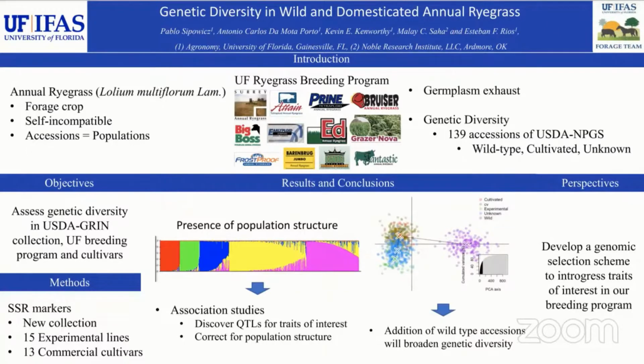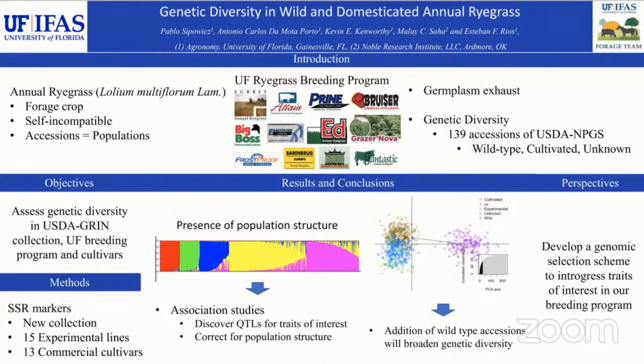So the objectives of our study were to assess the genetic diversity in the USDA's collection, the University of Florida's breeding program, and some commercial cultivars. For this, we genotyped the materials with simple sequence repeat markers: the new collection, 50 experimental lines from our breeding program, and 13 commercial cultivars. And the data analysis indicates that there is a presence of population structure in the collection that we analyzed.